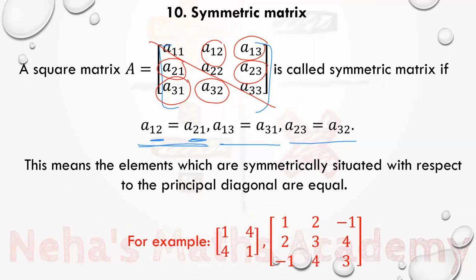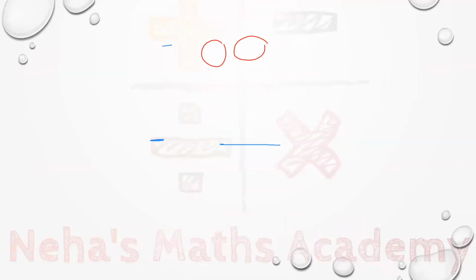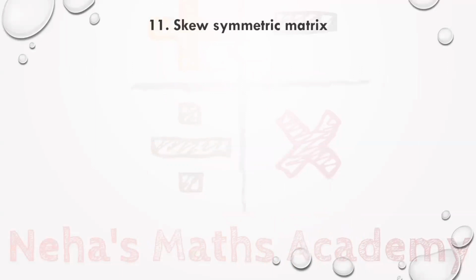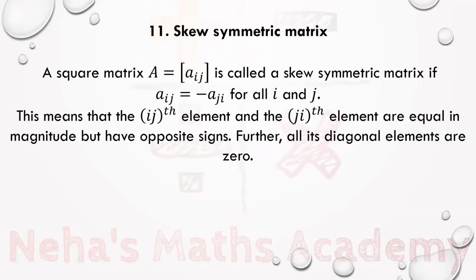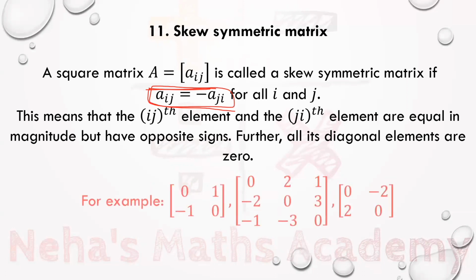The following are the examples of symmetric matrix. Next is skew symmetric matrix. A square matrix A is called a skew symmetric matrix if Aij equals minus Aji. This is very important for all i and j. So this means that the ijth element and the jith element are equal in magnitude but have opposite signs. And all its diagonal elements will be 0.